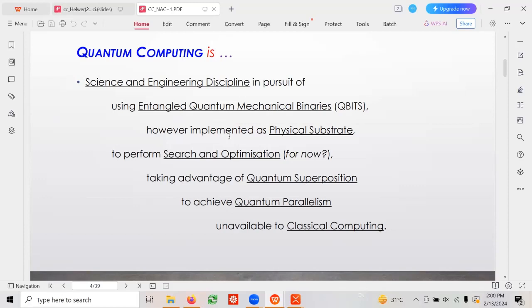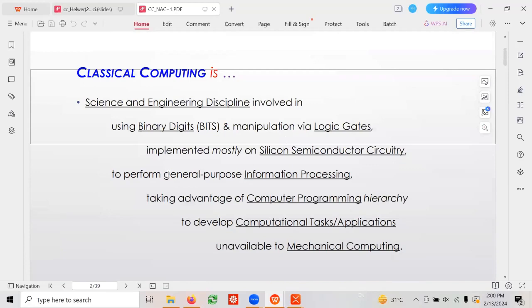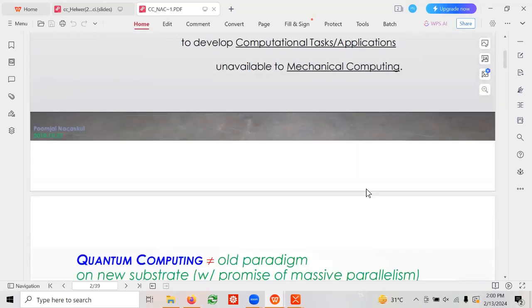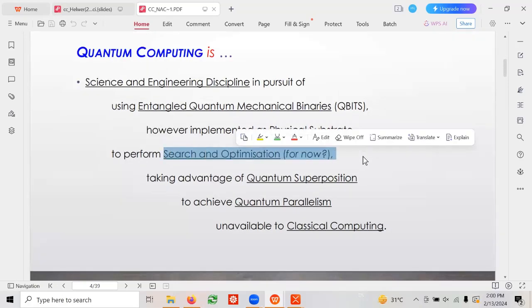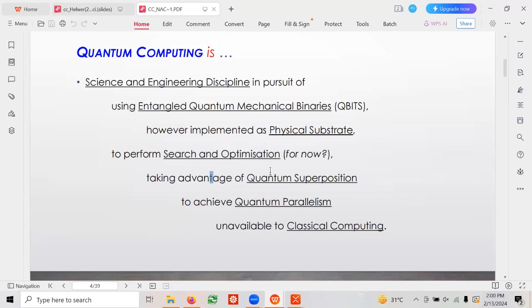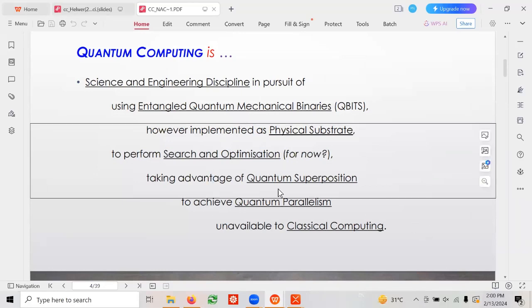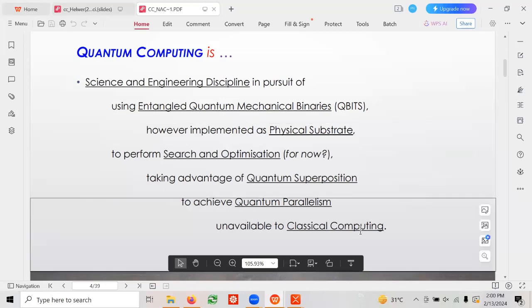Now, it's not going to perform, remember two slides ago, what? General purpose information processing. Quantum computing doesn't do that. It's performing search and optimization. It's a bit more specific for now anyway. It's taking advantage of a quantum phenomenon called superposition. I'll talk about it later. But this is something that is unavailable to classical computing.